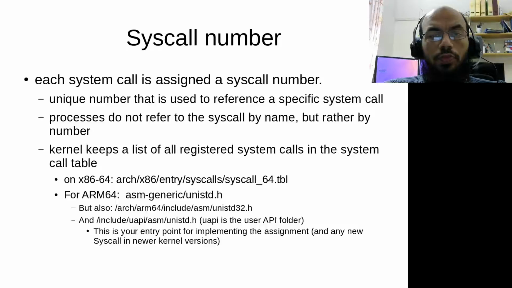So processes do not refer to the syscall by name, but rather by the number. And you keep the number per syscall in what is called the system call table. And the syscall table on x86-64 architecture is this table.